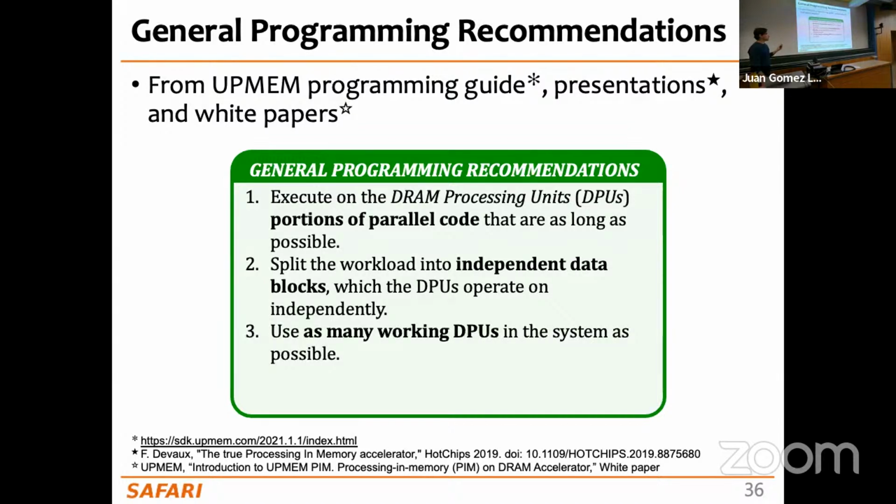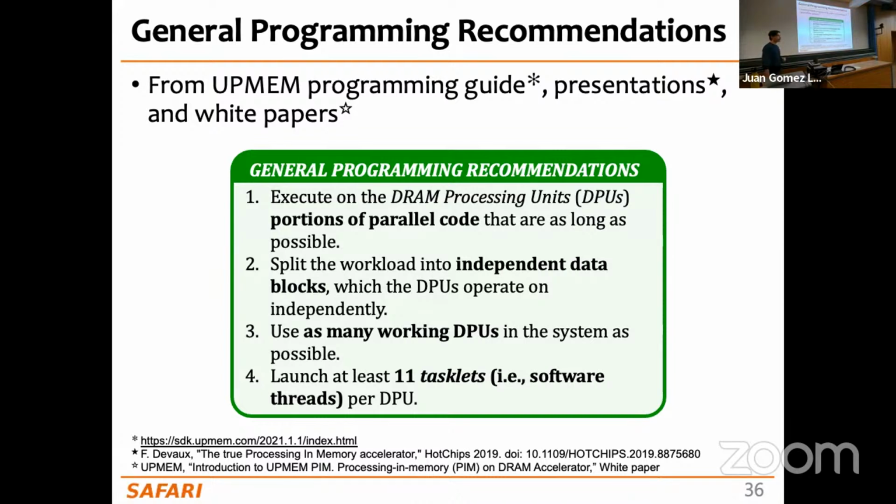Operate on as many working DPUs in the system as possible. Same thing as if you have a multi-core CPU or you have a powerful GPU with multiple GPU cores and you want to obtain the maximum performance in your system, right? And the last recommendation is to launch at least 11 tasklets or software threads per DPU. This one is not so intuitive, right? But we will see the intuition later because with our analysis, we were able to figure out why this recommendation makes sense.